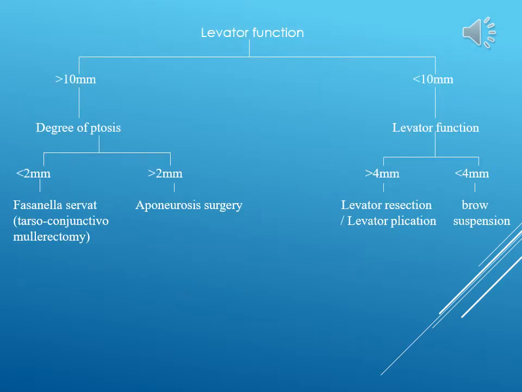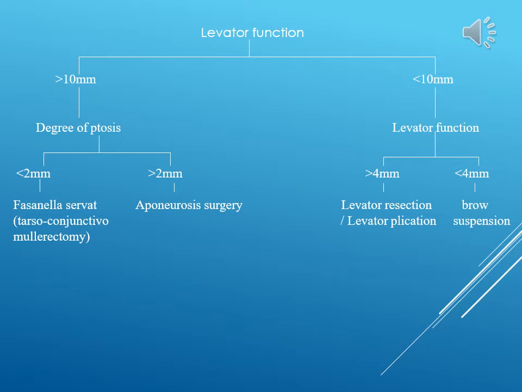As I already discussed, the decision of the type of surgery to be performed depends on the levator function, and in addition to the levator function, it also depends on the degree of ptosis. Now let us see the surgeries which are performed based on the levator function. When the levator function is more than 10 millimeters and the degree of ptosis is less than 2 millimeters, then you will perform the Fasanella Servat procedure, also known as tarsoconjunctivomullerectomy.